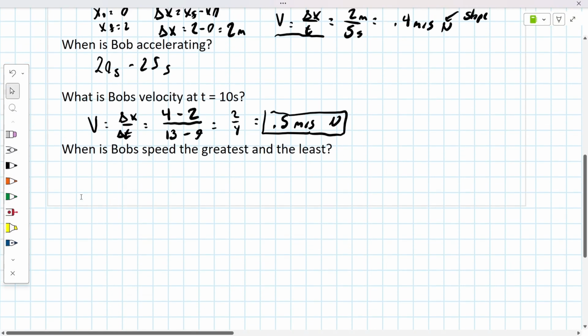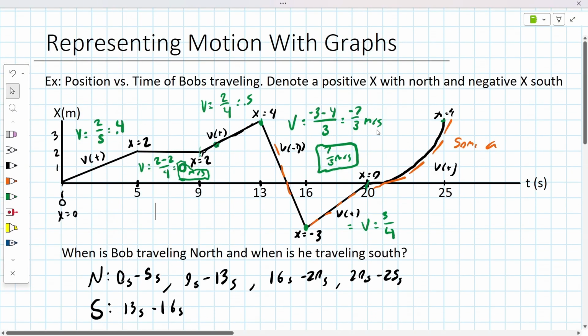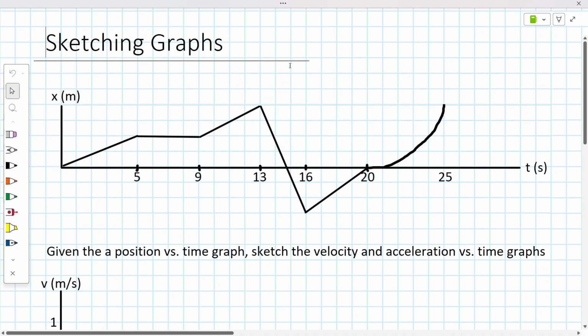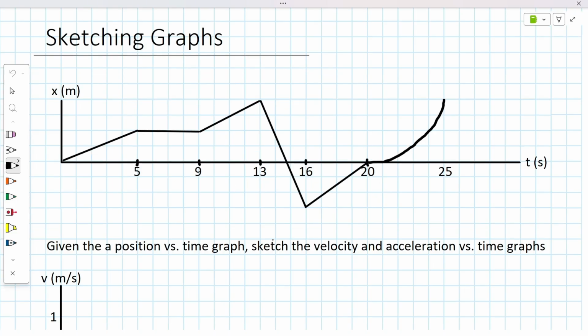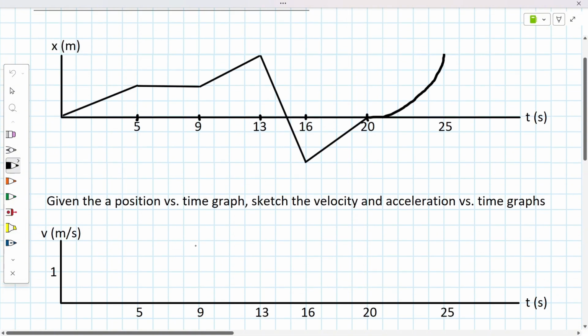Alright, so I could write that then, but I think that's good. Alright, so let's look at the next one. So let's look at sketching some graphs here. We're given this position versus time graph, and we need to sketch the velocity and the acceleration versus time graphs. Alright, so we know that the velocity is the slope of the position, right? So let's try to sketch out this graph here.